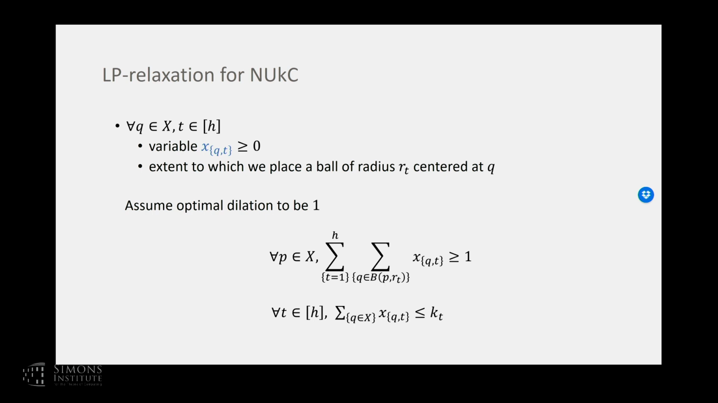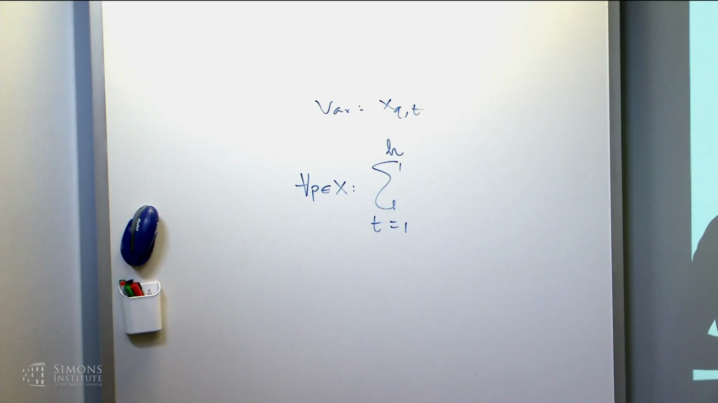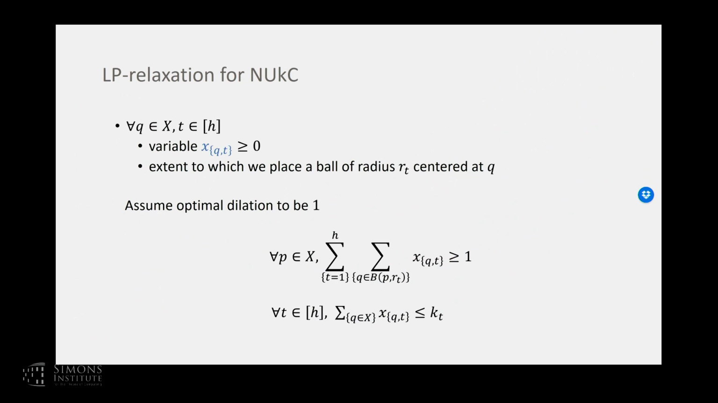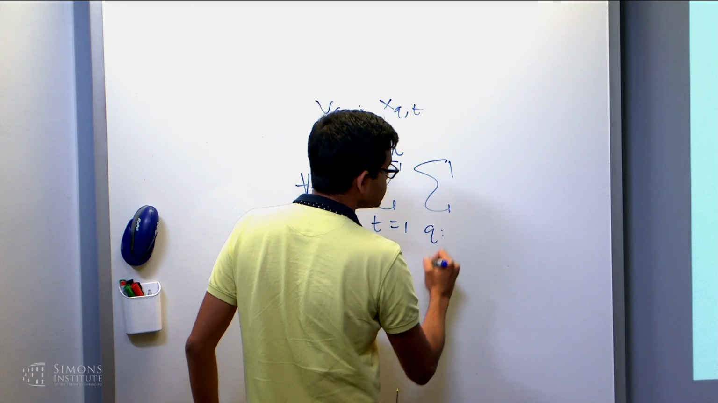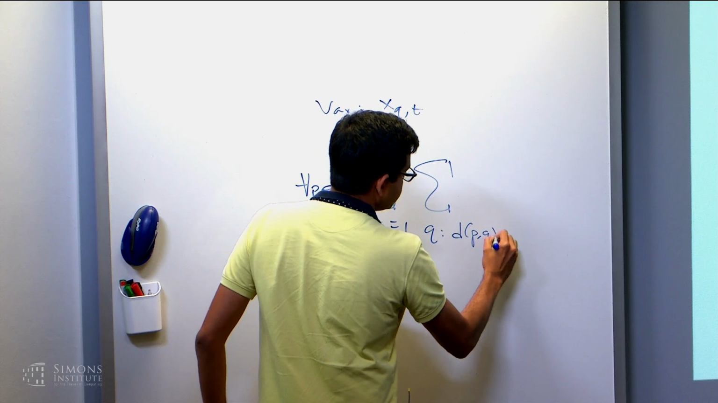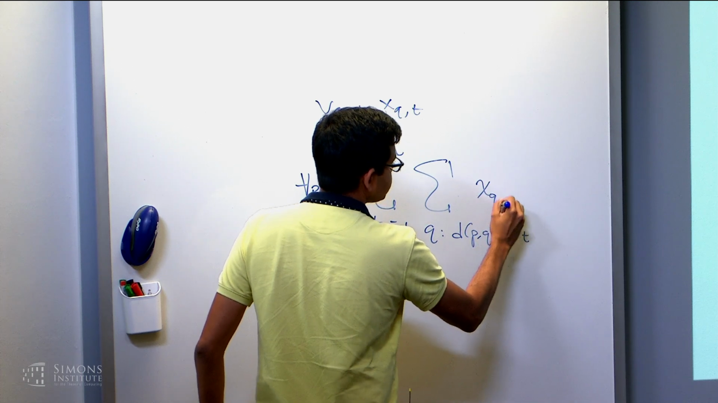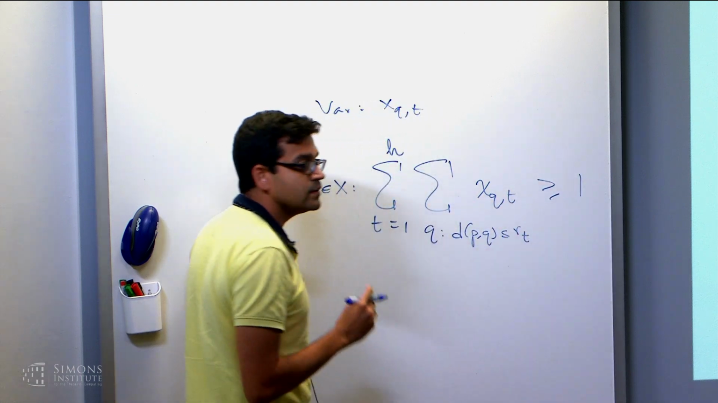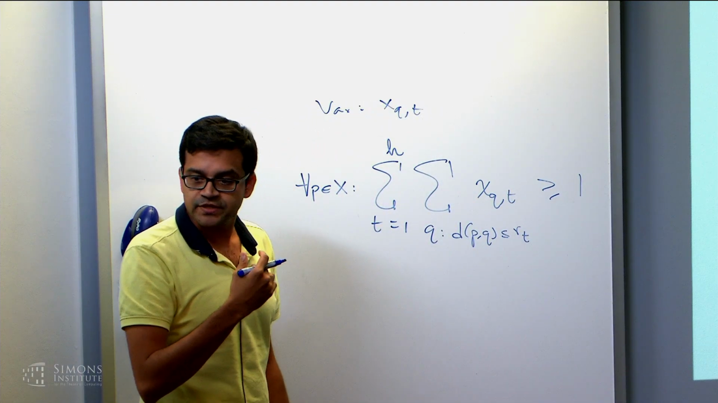For every point P in X, there must be a ball that covers it. That ball could be of one of these H types of radius, t equal to 1 to H. And indeed, if it is covered by a ball of radius R_t, there must be a point Q within distance R_t where you have opened a ball of that radius. So let me write that: the sum over Q such that distance of P to Q is at most R_t, of x_qt, should be at least 1. Clear? So this is just a normal covering constraint.